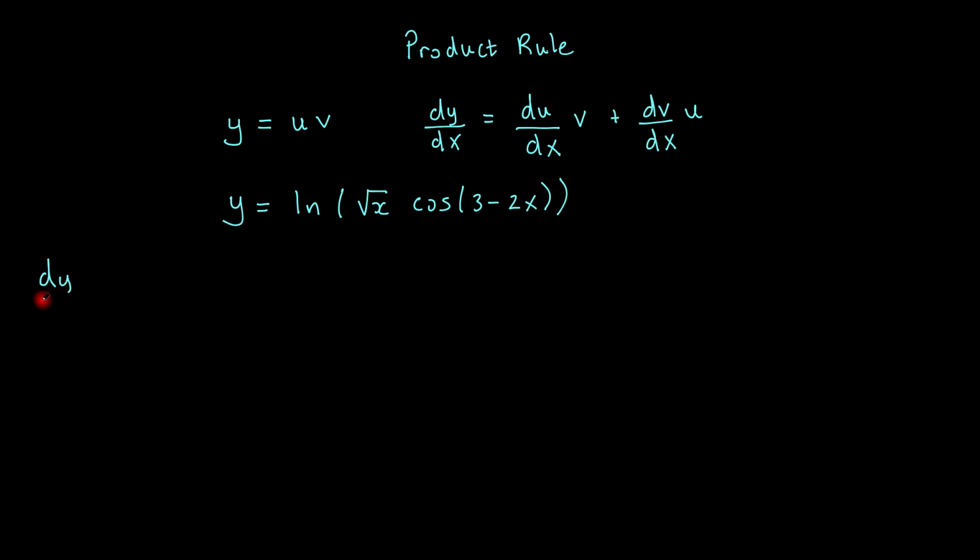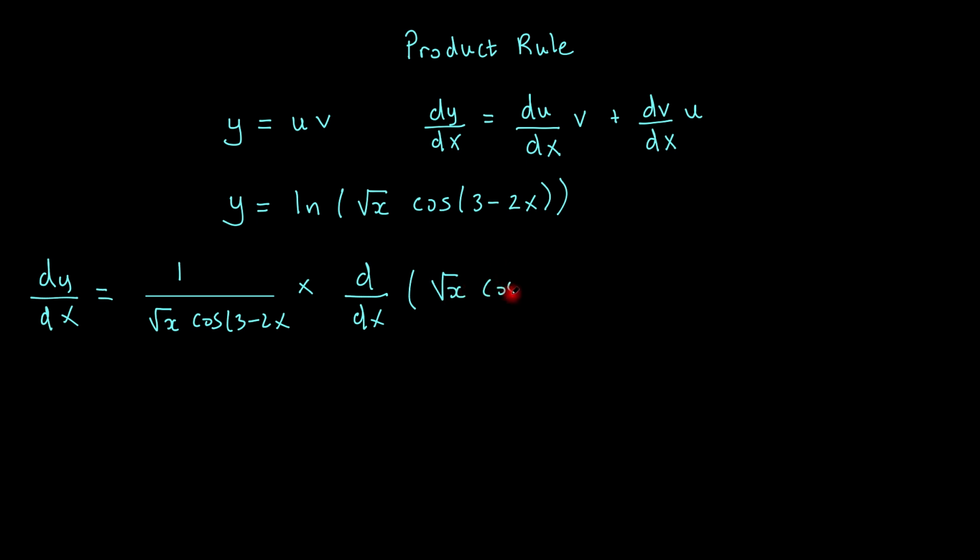So dy by dx would be equal to, differentiating the outer part of this would simply give me 1 over root x times cos(3 minus 2x), multiplied by the derivative of the inner part. And the inner part, of course, is root x cos(3 minus 2x).